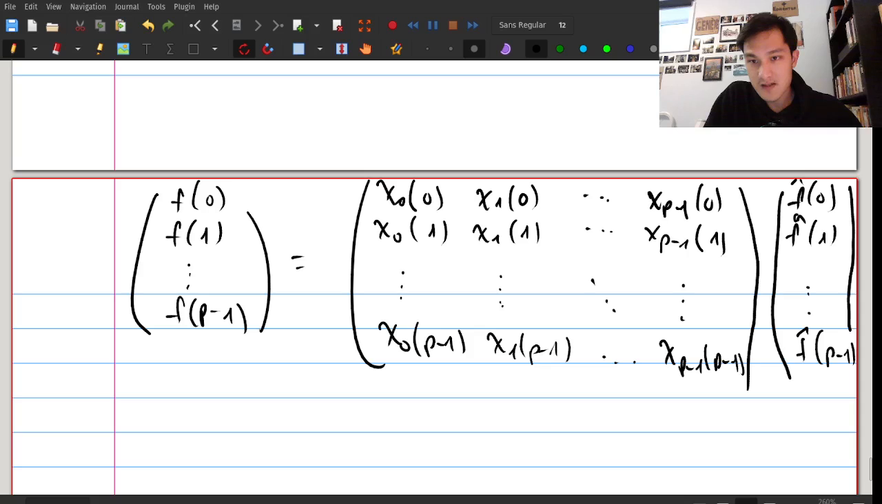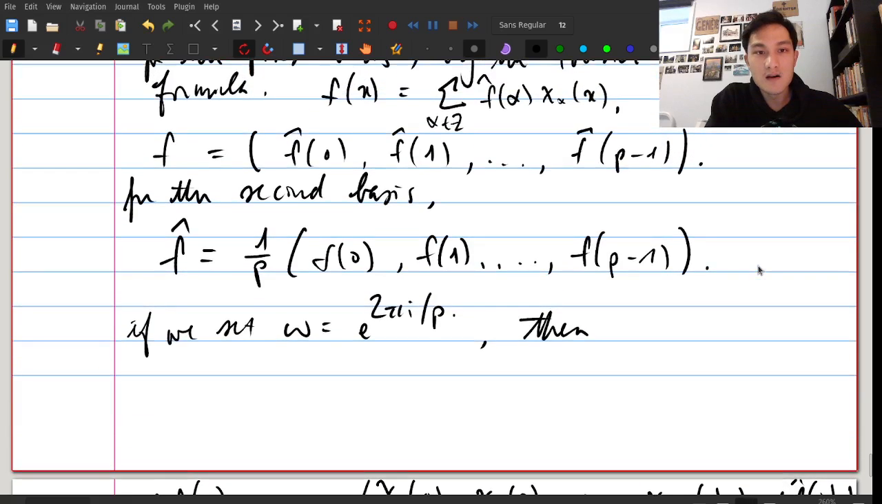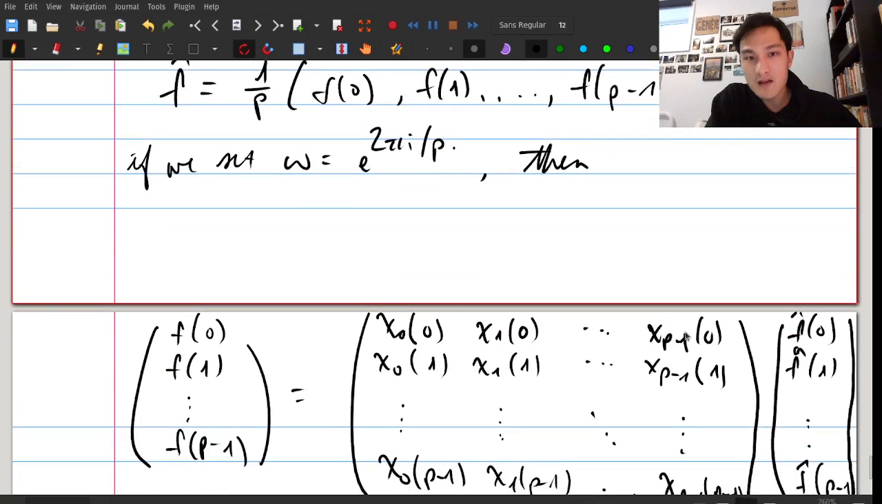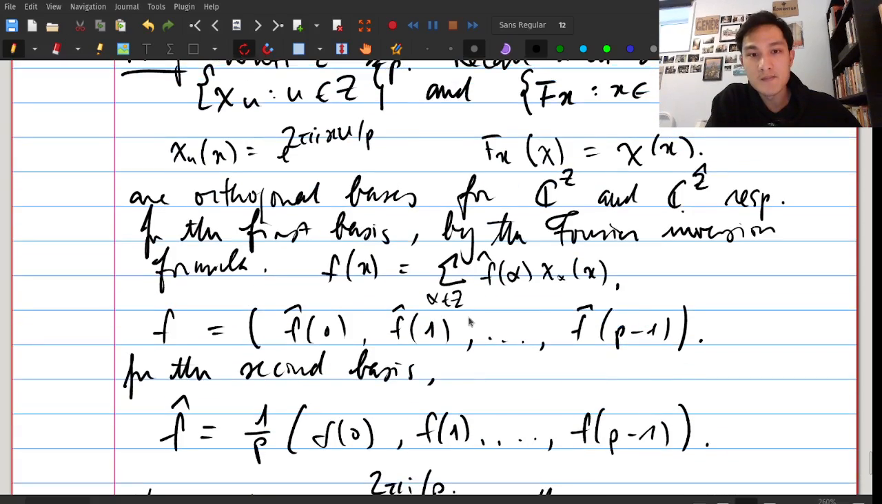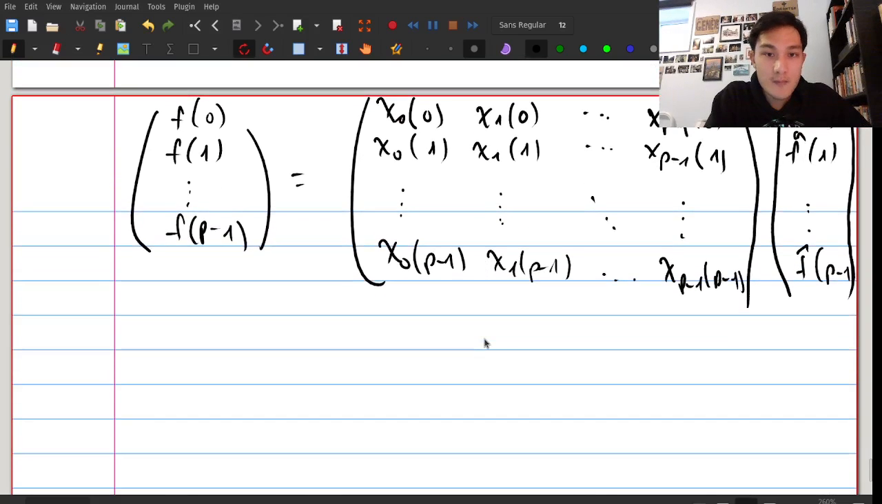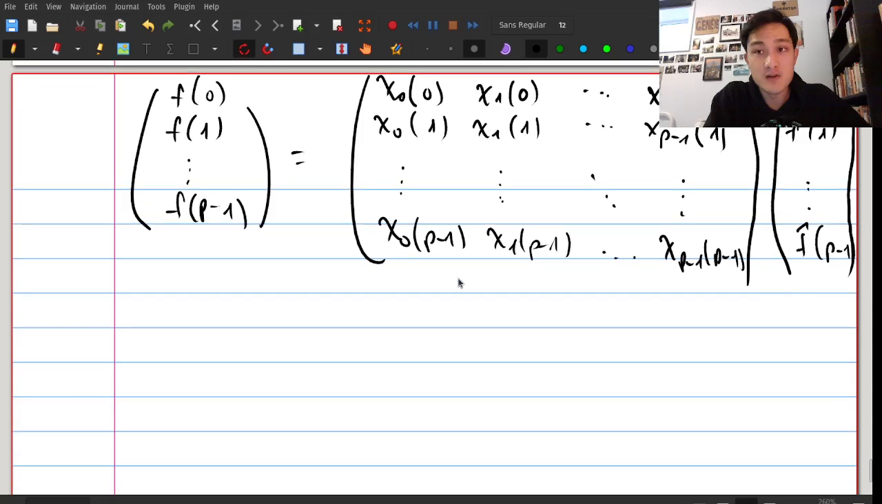You get that by applying it with x equals 0, x equals 1, all the way to x equals p minus 1. You can see that it's going to be this sum, right? So the first row is that nice sum there. If you put 0 here, you get 0 here, and the sum is over all alpha in Z. Okay, so that's the Fourier inversion formula, just written out. It's applied p minus 1 times and then written out as a matrix vector multiplication.